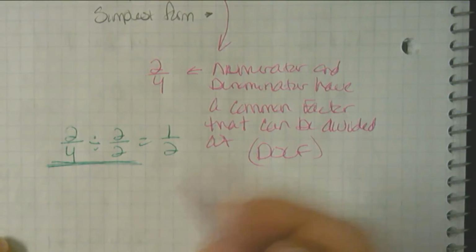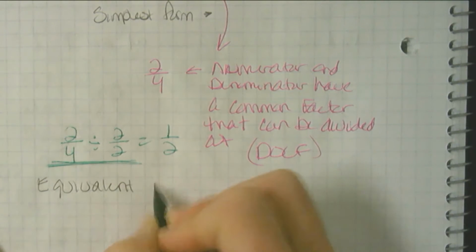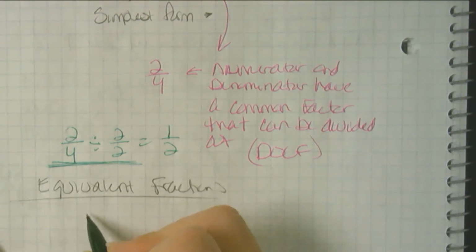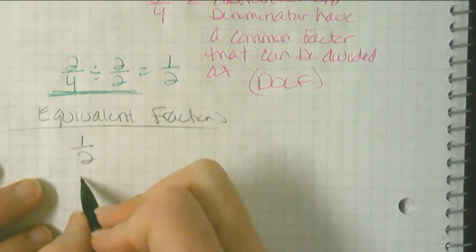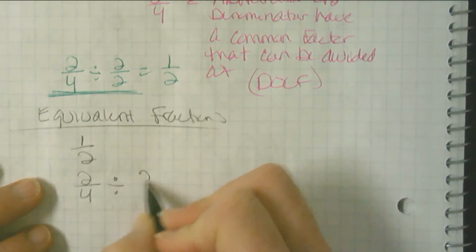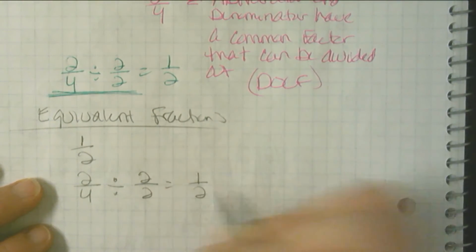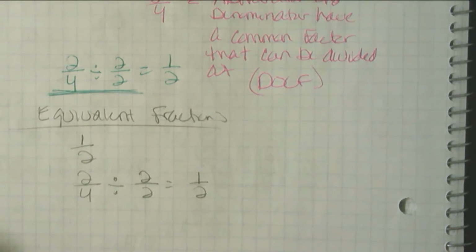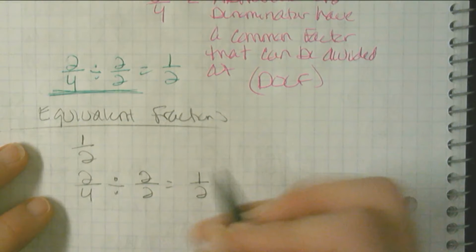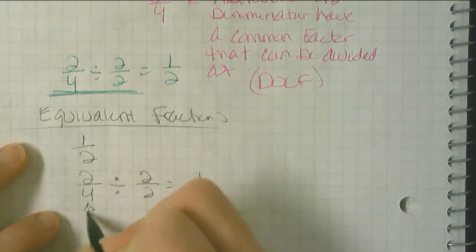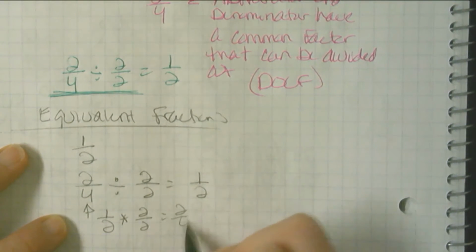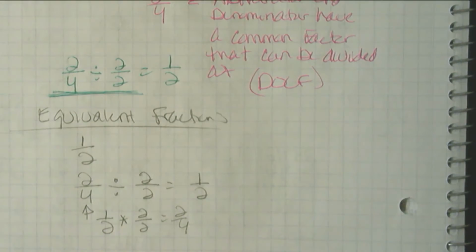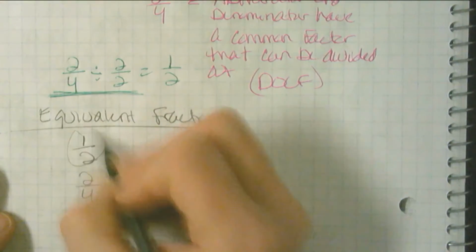All right, let's talk about equivalent fractions. So we know that we have 2/4. We can divide the numerator and the denominator by 2. That gives us 1/2. All right, so if I took 1/2, 2/4 is 1/2 times 2 over 2, which gives me my 2/4. Can you guys see that's how we could get 2/4? All right, so we have 1/2 and 2/4.